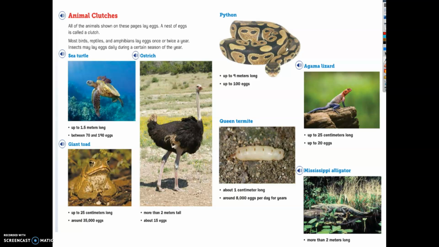We've got the Agama lizard, can lay up to 20 eggs, and the Mississippi alligator. Oop, I cut that off there, and I'm sorry. So we'll have to go to the student reference book to find that one out. Sorry, guys.